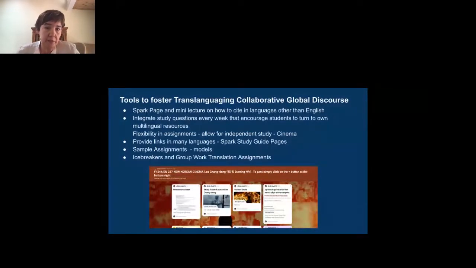In every discussion thread, I always have sample assignments, and I always make sure that sample assignments include one or two from previous students that have used a little bit of translanguaging, even if they just translate one term or talk about, for example, Hamlet in a Korean adaptation. Just little indicators that it's safe to do this and to bring it in. I also do a lot of icebreakers and group work.